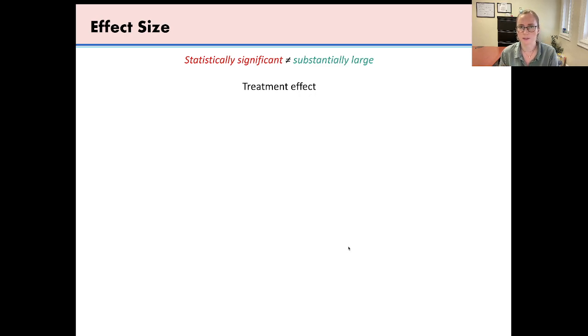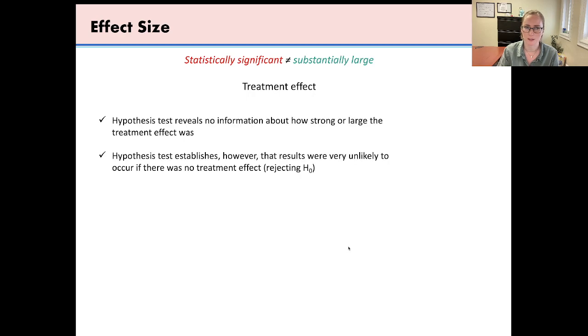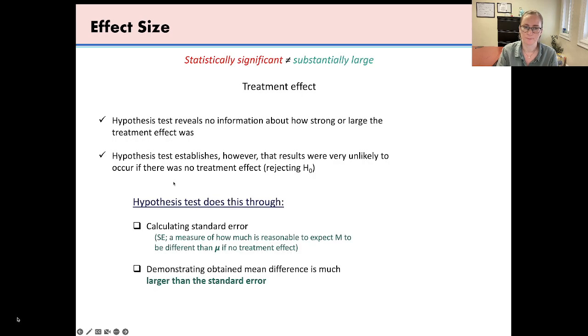And we talked about this in class. When we study psychological phenomena, these effects are often very small, for one, because it's so hard to put your finger on it and to objectify it and measure it properly. So a hypothesis test doesn't reveal any information about how strong or large your effect was, only that it was significantly different than the null hypothesis, meaning that no change happened. So it does establish that results are very unlikely to occur if there is no treatment. That's what I just said.